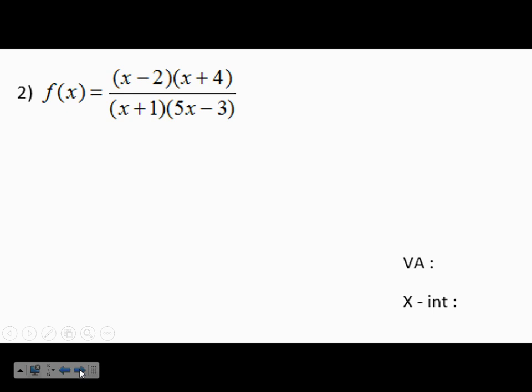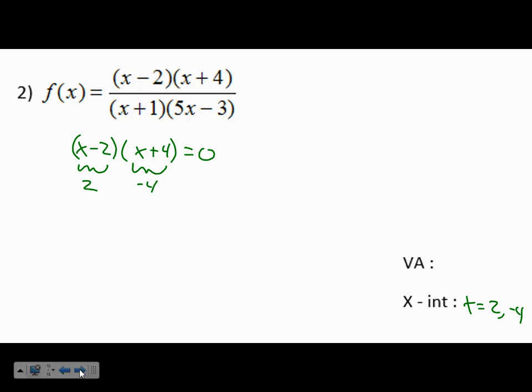So then we'll have problems like this, but the good news is they're already factored for us. So what would make our numerator 0? Well, what would make x minus 2 times x plus 4 equal to 0? Well, that would be +2 and -4. So my x-intercepts are x is equal to 2 and -4.